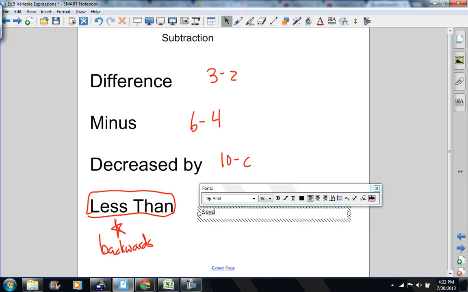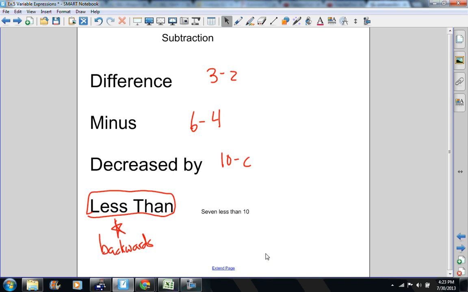Let's go 7 less than 10. Okay? Well, if we're thinking about it, I have 7 less dollars than $10. Well, the answer of that is 3. So it has to be 10 minus 7, not 7 minus 10, because if you just think about the sentence logically. So this one is actually backwards from those other ones. Okay?